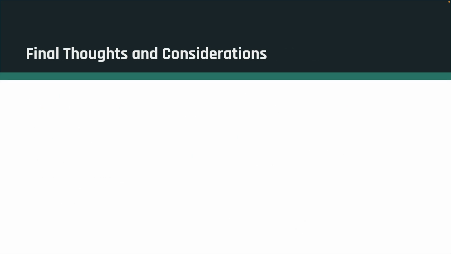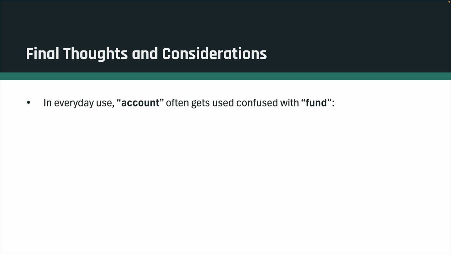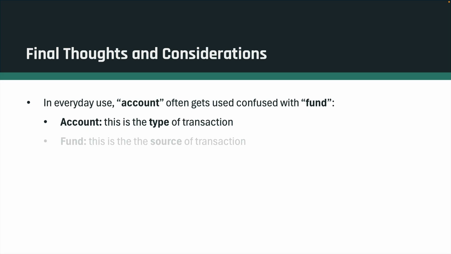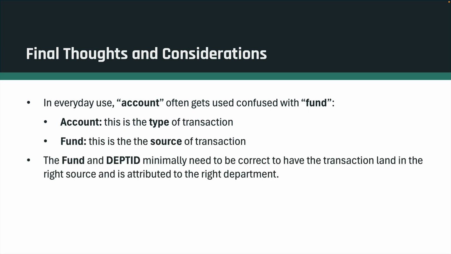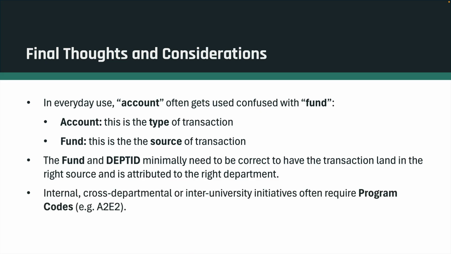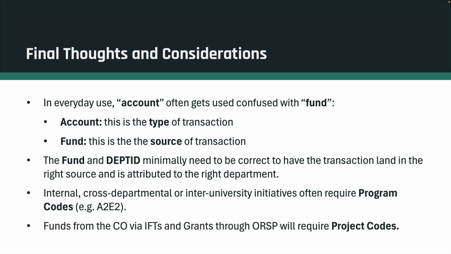In everyday use, people sometimes confuse account and fund. Remember, the account is the type of transaction, while the fund is the source of the money. Getting the fund and department ID correct ensures transactions land in the right place. Program codes are optional, but are frequently used for initiatives that span departments. Project codes are optional as well, but are frequently used within academic affairs to tag funding received from other parts of the CSU through interagency fund transfers.